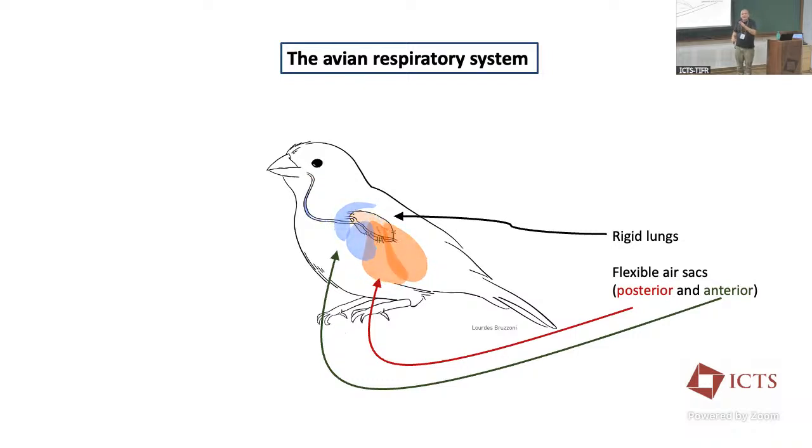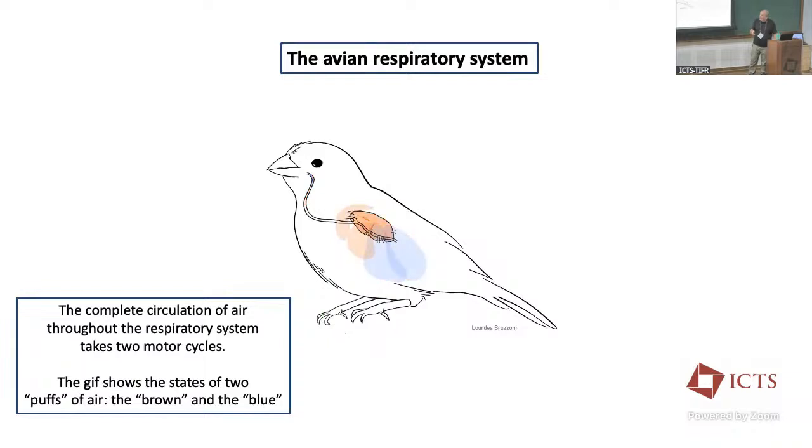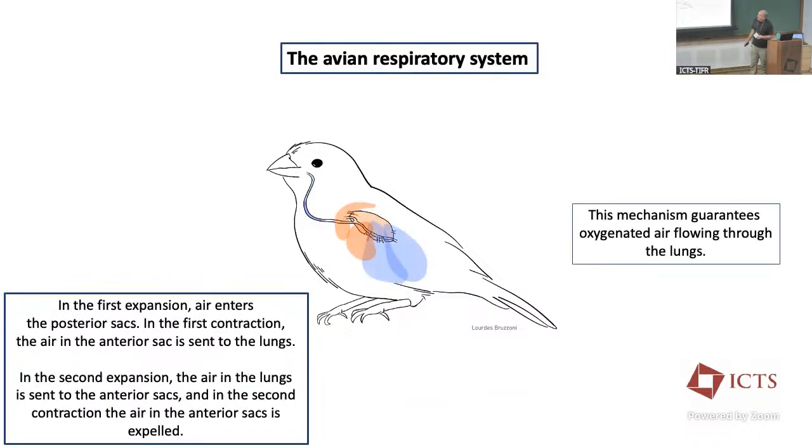In this way, you manage to have air, pure air, going in only one direction. It's a very efficient way of having oxygen circulating in your system. So, to complete the circulation of air throughout the respiratory system, you have to go through two cycles, okay? And in the GIFs, I'm showing you the paths of air, and the brown and the blue correspond to the two paths of air. So let's see a little model for this.